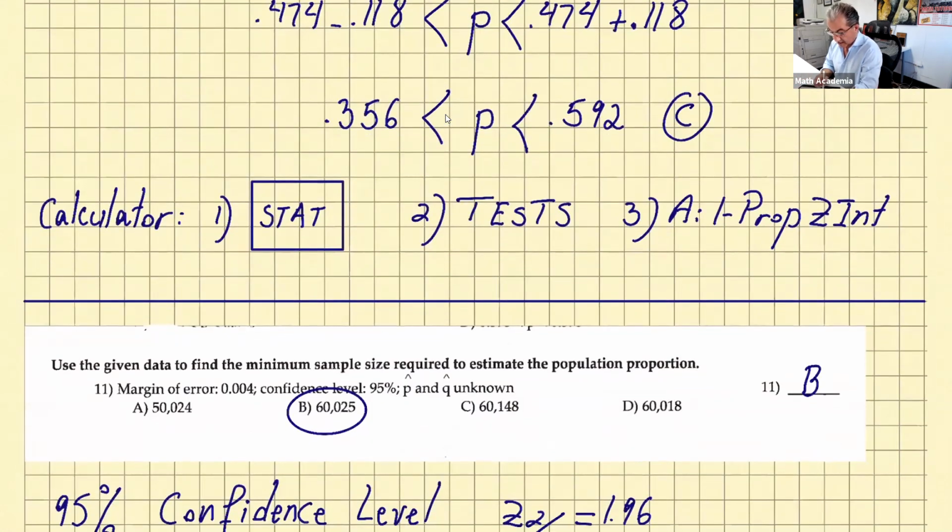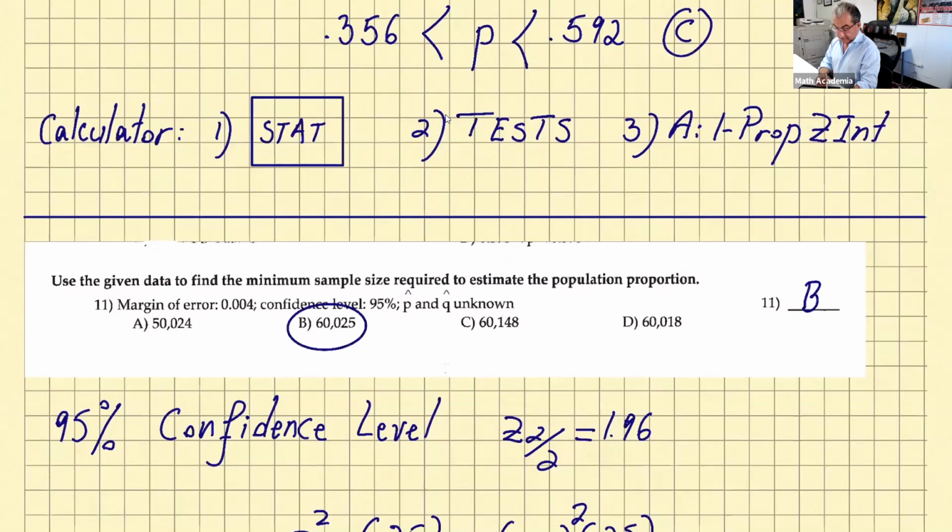If you want to use your calculator, press stat, choose test, and go to 1-PropZInt, and it's very straightforward. The calculator is going to ask you for x, n, and the confidence level, and you get the same answer.